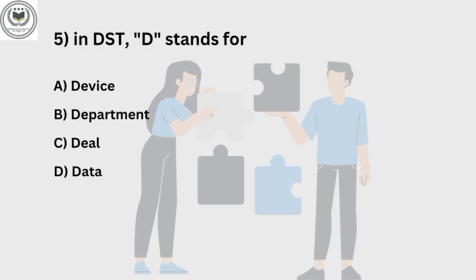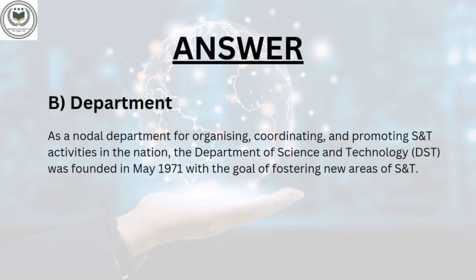Fifth question is, in DST, D stands for option A device, option B department, option C deal and option D data. The answer of the fifth question is option B department.